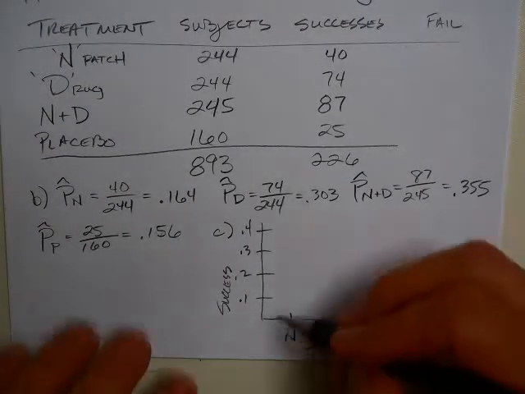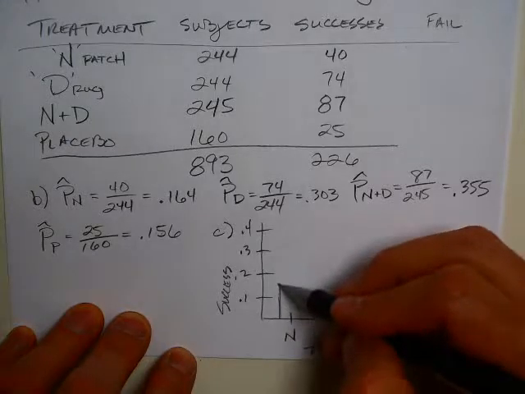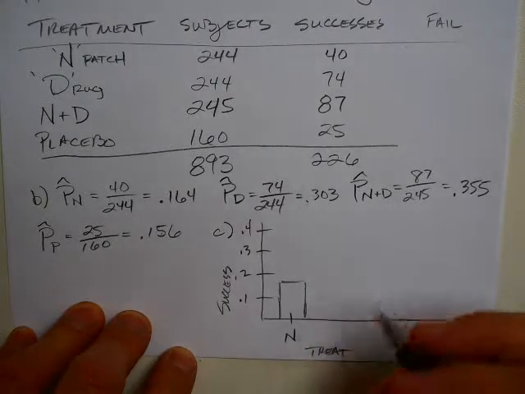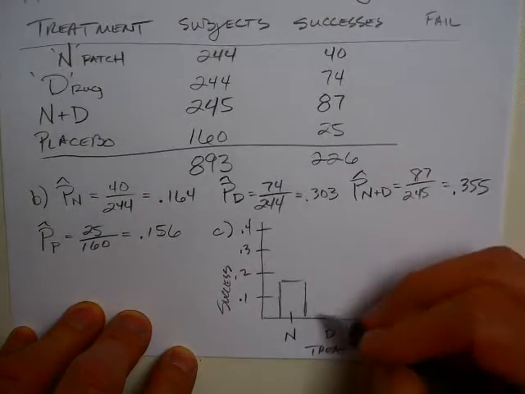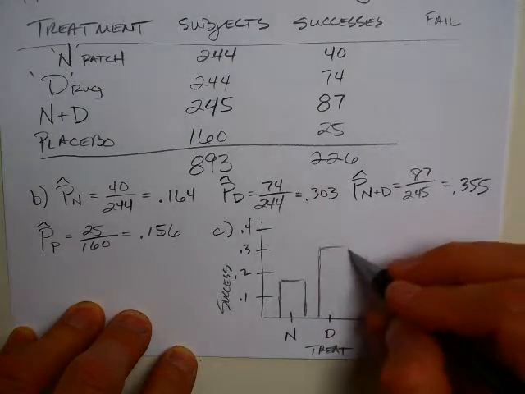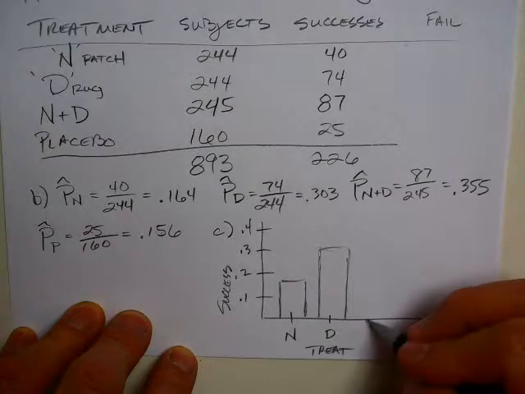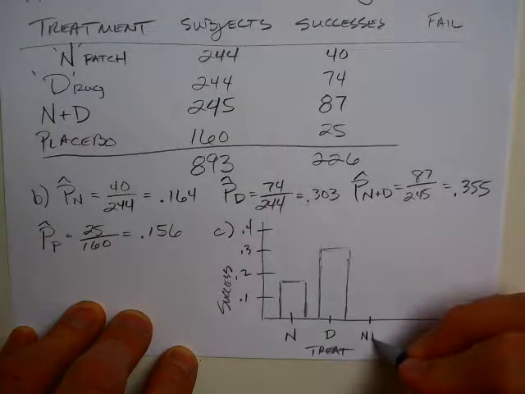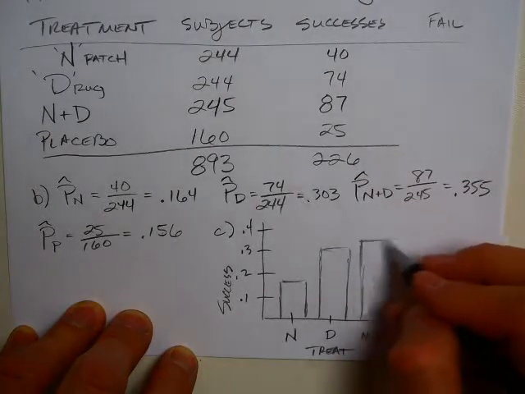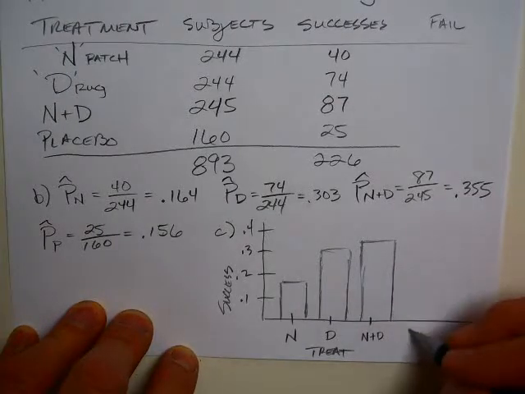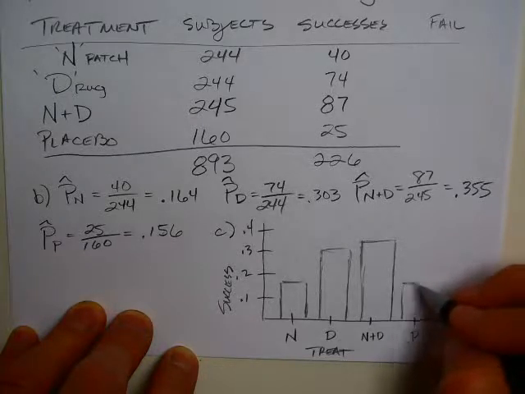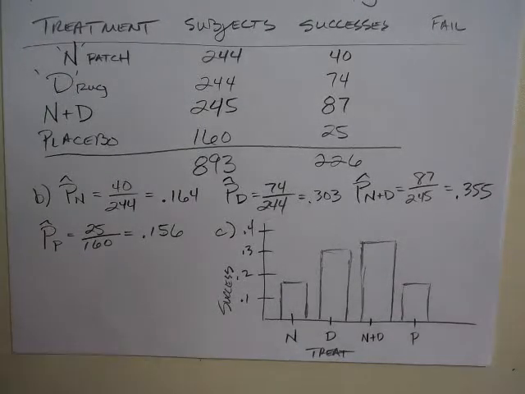For the nicotine patch, we had a little bit more than 16%. I'll draw a bar graph that's about like so. And then we had the drug, and that was about 30%. And then we had the patch plus the drug. It's a bit more than the drug alone. And lastly, we had the placebo. It's just a shade less than the patch.